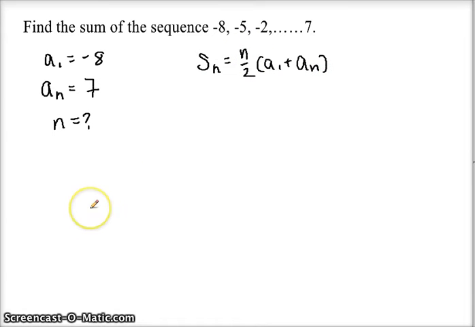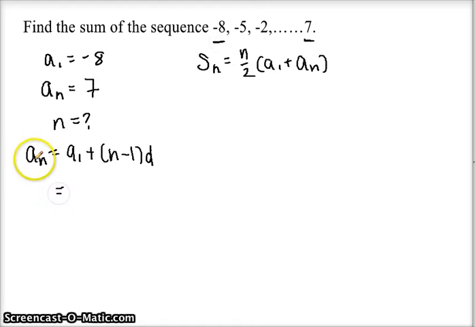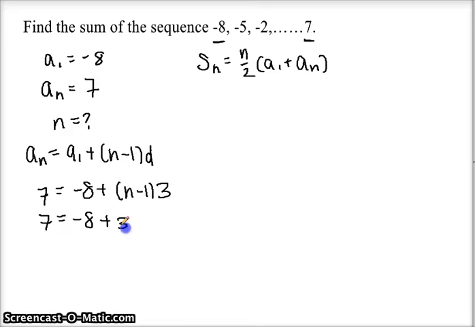In order to do that, we can use the formula we used before: an equals a1 plus n minus 1 times d. We know the last number and the first number, so I'm just going to plug that in. So an is going to be 7. a1 is going to be -8 plus, and we want to know how many numbers there are in this sequence, n minus 1, times d, and d is just going to be 3 because we're adding 3 each time. So we have 7 equals -8 plus 3n minus 3. Then 7 equals -11 plus 3n, which gives 18 equals 3n, and n is 6.